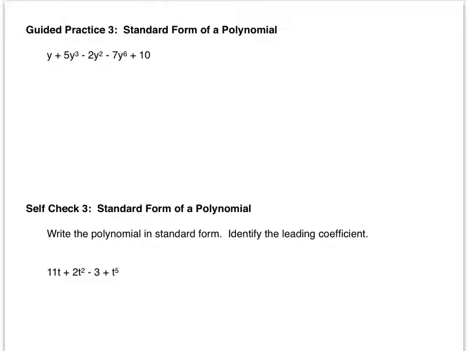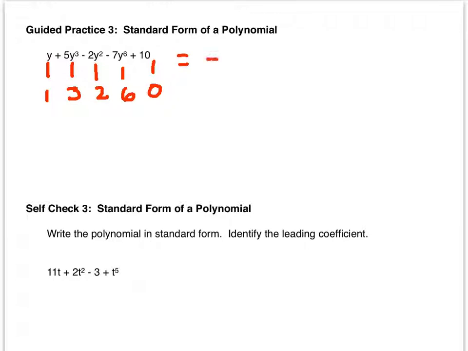Let's look at one together in guided practice 3. Once again, we'll start by finding the degree of each term. So the degree of y is 1, the degree of 5y to the third is 3, the degree of negative 2y squared is 2, and the degree of negative 7y to the sixth is 6, and the degree of 10 is 0. So the first thing we're going to do is write the terms in order from greatest to least.